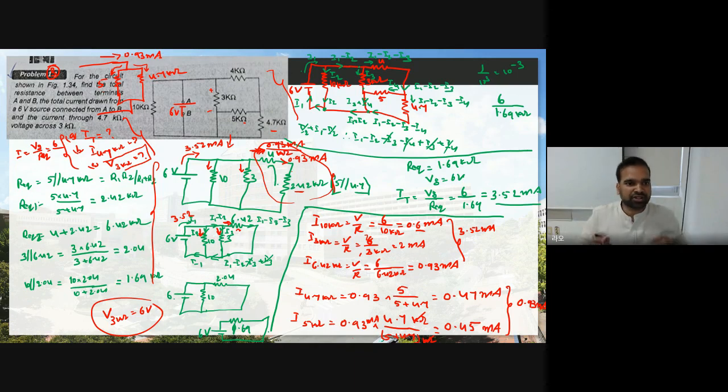I hope you understood this problem, because in one problem we have to use many concepts. Here we have used the series and parallel resistor concept, and I have used the current division concept and also the voltage division concept.